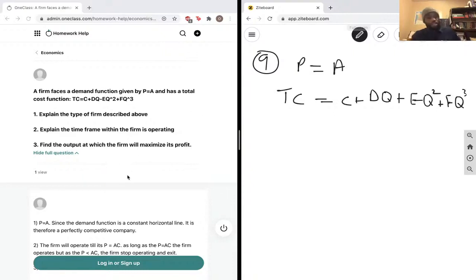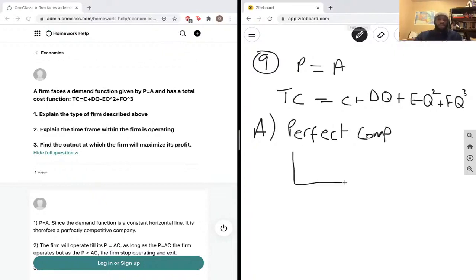P equals A. Since the demand function is constant and it's a horizontal line, it is therefore a perfectly competitive company. So the answer is perfect competition. And again, we could tell this because the demand curve is a straight line.